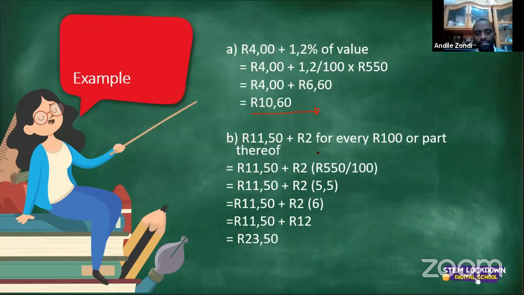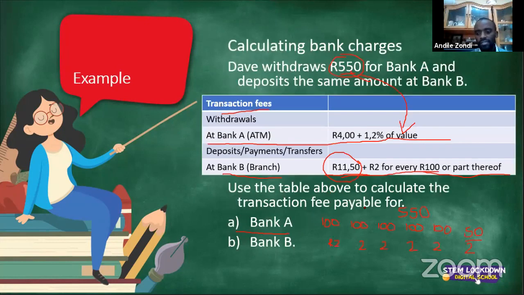Okay, first jot down the formula as is, then I simplify it. So 11 rand 50 plus 2 rand. Then I need to know how many 100 rands go into 550. So I say 550 divided by 100, and I get 5.5, right? But the 0.5, I'll charge it as a whole, as you saw in this case. The 50 rand will be charged as if it is 100 rand because of this statement here, which says part thereof.